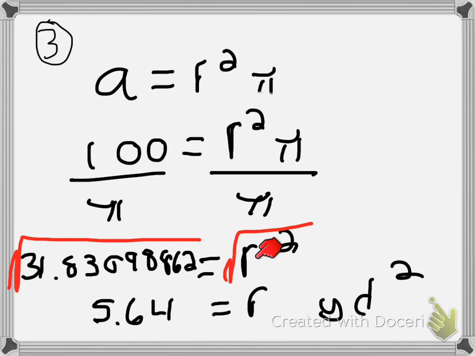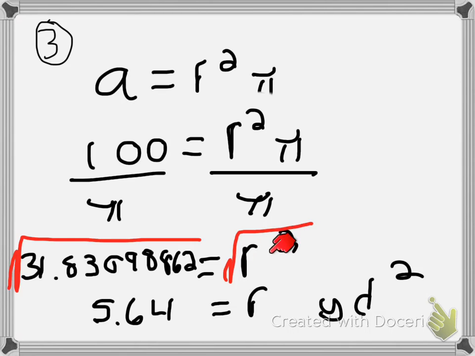Rewatch this part of the video if you need to. And over here, when I divide by pi, on my calculator I got 31.830988862. The problem is I don't care what r squared is. I want to know what the just plain old radius is.